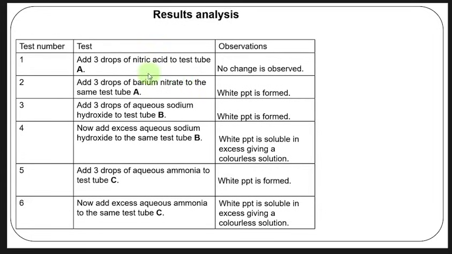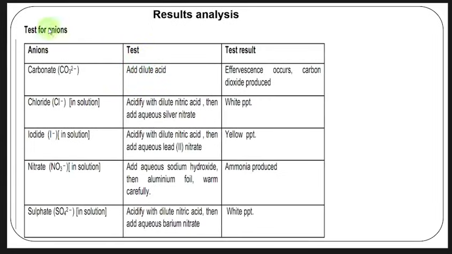Now, since we never used these, these are for anions. So we'll get a table or data sheet for anions and use it to analyze these results to tell us what anions are in sample solution Y. So we'll get this table here, test for anions, that I told you already. Here they are saying add dilute nitric acid; if effervescence occurs, carbon dioxide is produced.